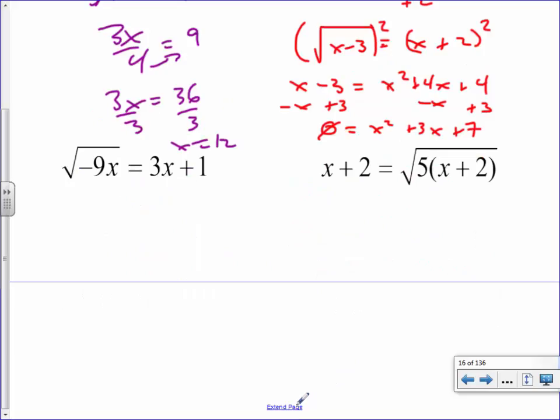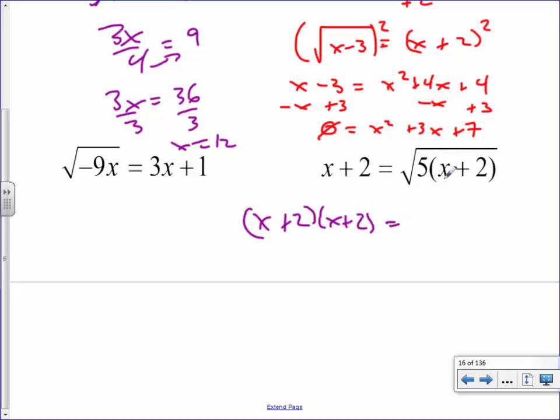Let's do this one over here. I have a trick for this one. How could I solve this? Square both sides. So this becomes x plus 2 and an extra x plus 2. I'm actually not going to FOIL it, because there was a purpose behind this one, I think.